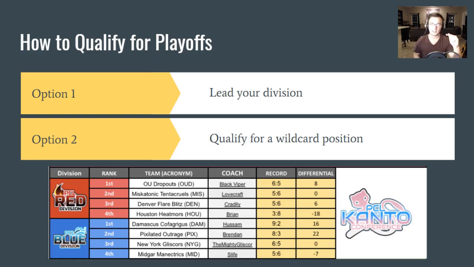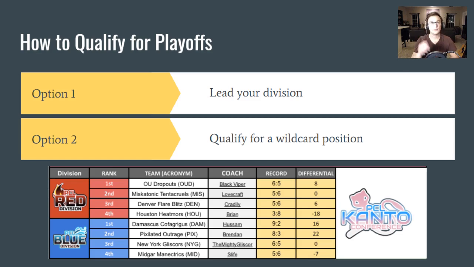In the blue division, Hassam leads with 9-2. Again, automatically qualifying. Wildcard positions go to the next teams that have the best rank overall in the conference, in the Kanto conference. Those here are actually both from the blue division. Now note, importantly, they don't have to be one from red and one from blue. Brendan and Gliscor have 8-3 and 6-5 respectively, which are higher records than anyone else in the entire conference. So they get the wild card spots.